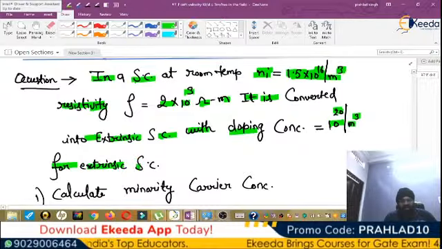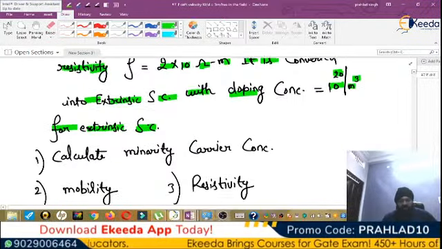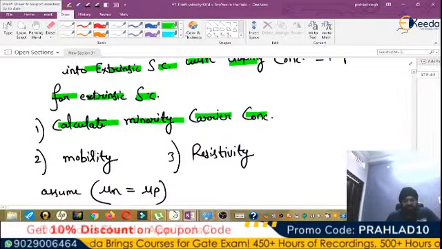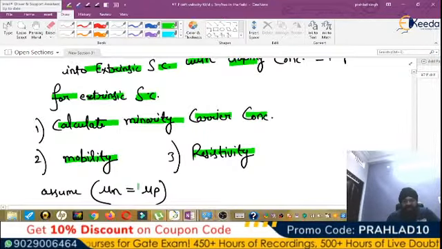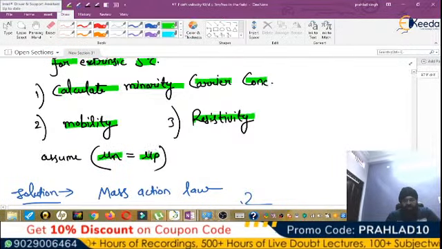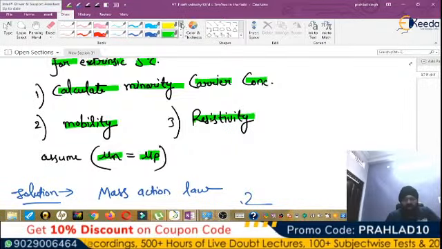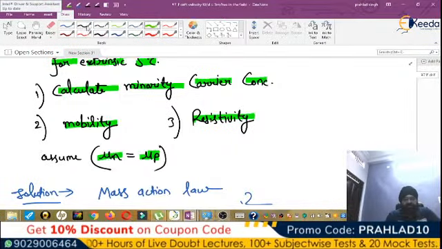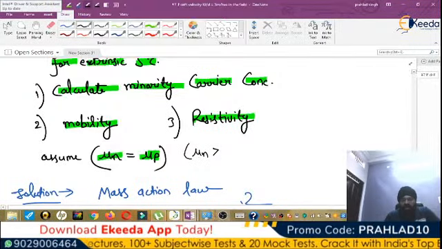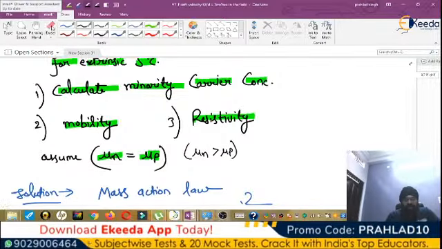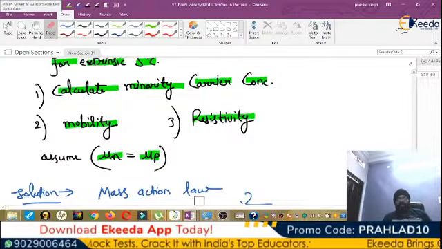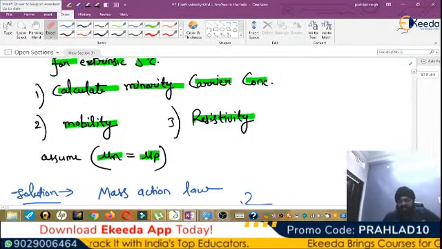For the extrinsic semiconductor, right, we have to calculate the minority carrier concentration, mobility, and resistivity. Here we have to assume mu n equal to mu p. Although mu n is always greater than mu p as usual, in this question we will assume mu n is equal to mu p, right? It's given in the question.